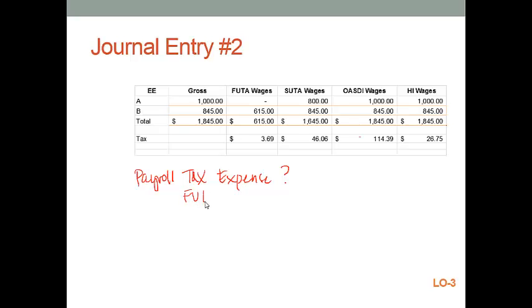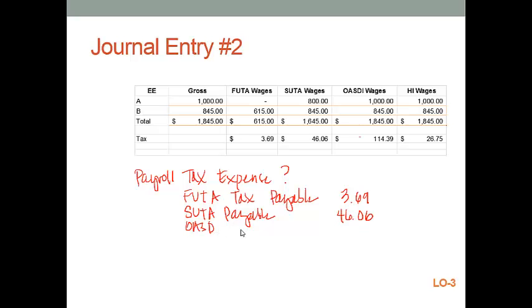Let's calculate all of my, record all of my taxes that I owe. So FUTA, I owe $369. SUTA, I owe $46.06.